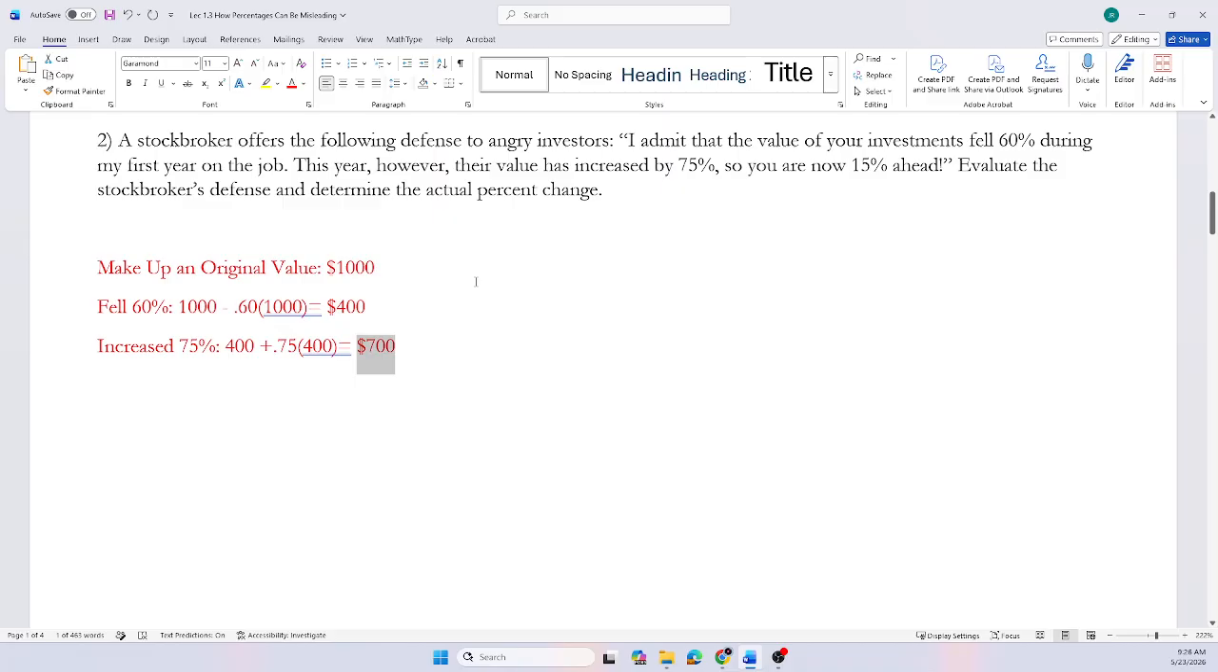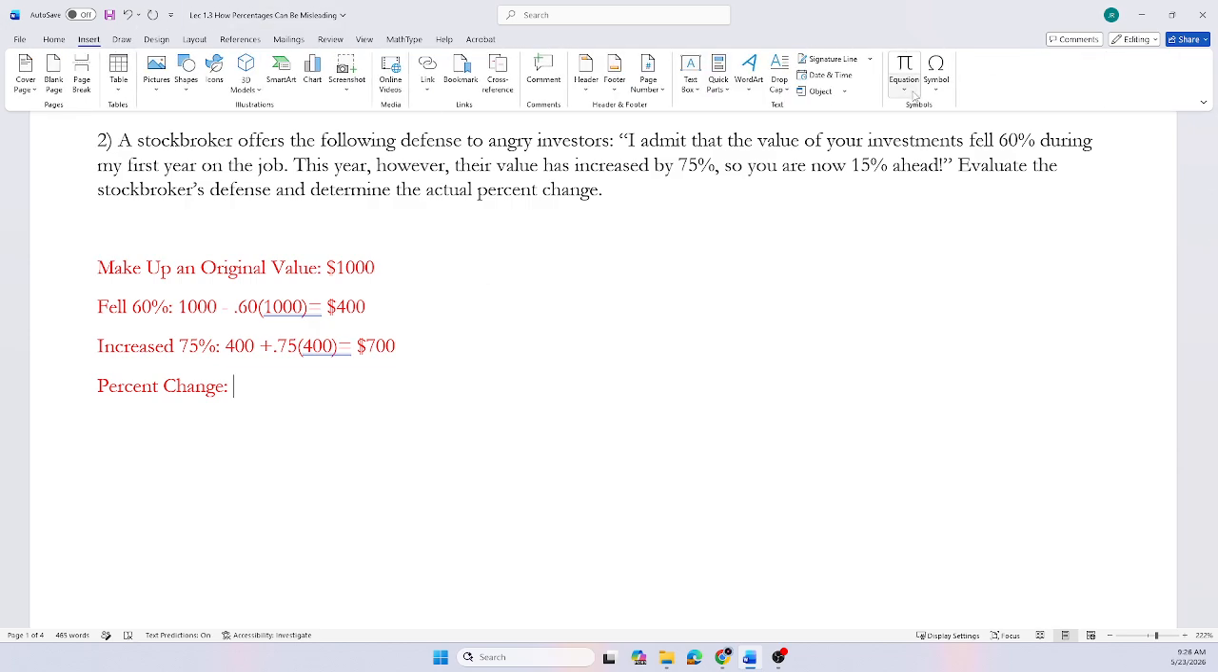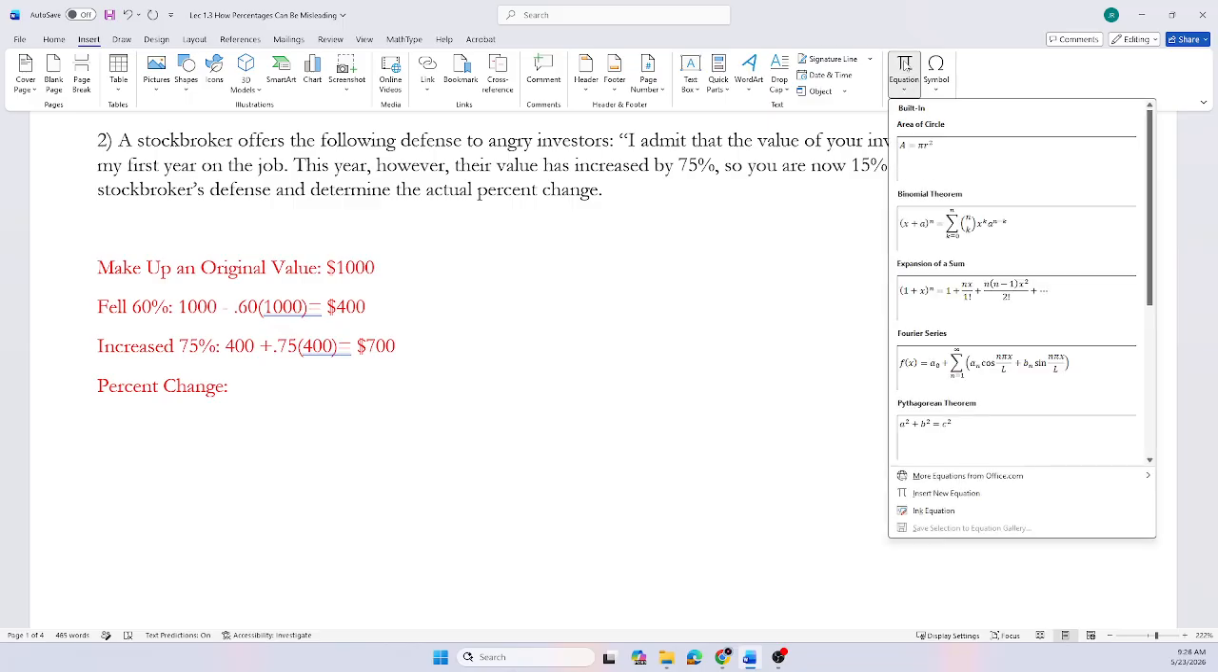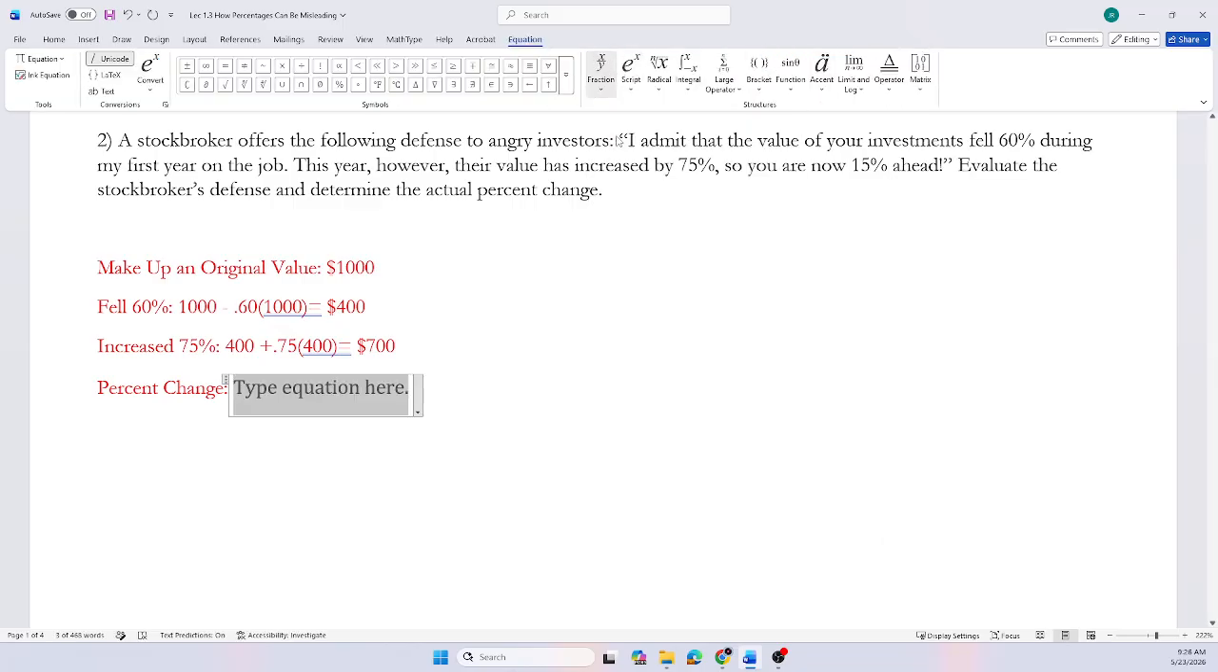Now, we don't know the actual dollar amount of the investment value. We made up the $1,000. So if we want to compute the change, we have to compute it in terms of percentages. So for the percent change, let me get my fraction bar set up here. Okay. So we want to do the 700 minus the 1,000 because we're down $300.